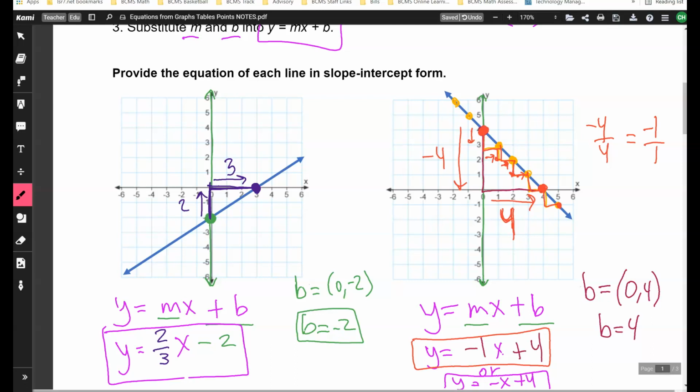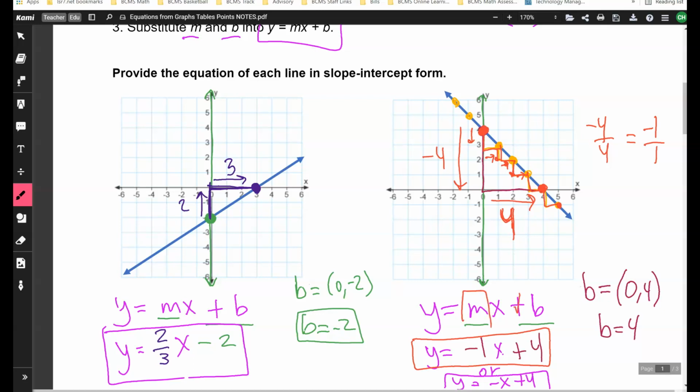Or I could just say y equals negative x. I don't really need that 1 there because if there's just an x, we assume it's a 1, right? So negative x plus 4. So a couple different ways that we can write that. So visually, I think this is probably a little bit easier for some of you guys to see. And hopefully, calculating the slope after you find the y-intercept then helps you fill in these pieces within your equation.